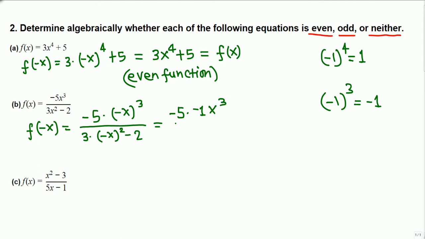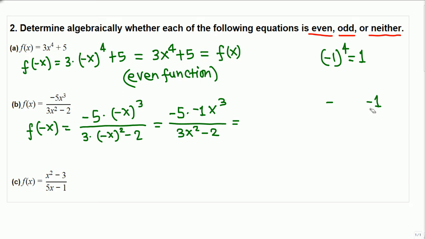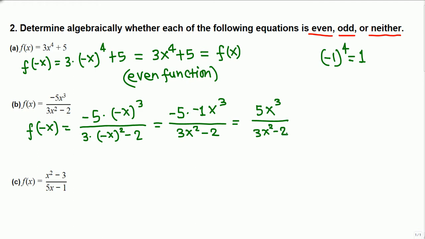over, on the bottom, negative is squared, negative 1 is squared, that's positive 1. So 1 times 3 is 3x squared minus 2. Okay, we got two terms, just this term and minus 2. On the top, let's simplify further. We have negative, negative, positive, 5 times 1, 5x cubed, okay, over 3x squared minus 2.